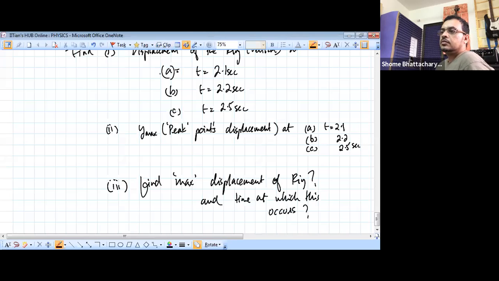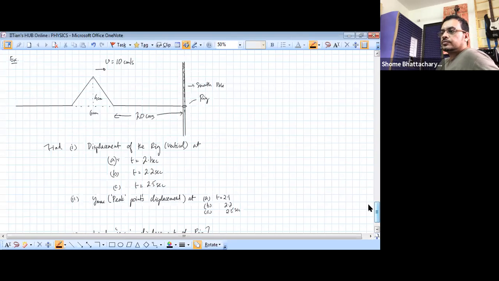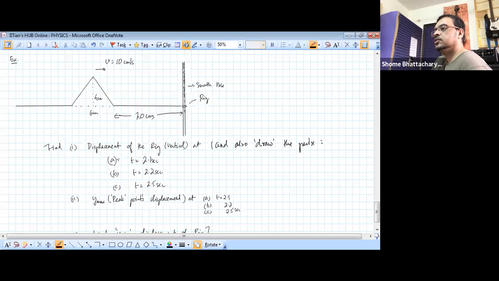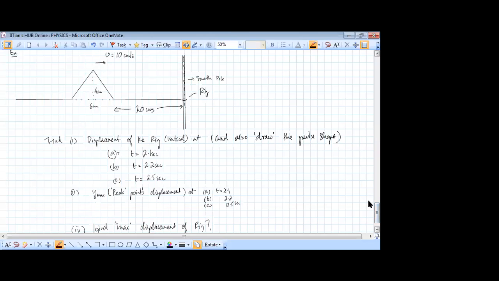So just try this out. I will minimize the diagram to show it fully to you. In fact, as you're finding the displacement of the ring, also draw the pulse shape at each of these ends. Last question is the maximum displacement of the ring and at what time the displacement is maximum. Start with parts 1 and 2, so that then you can come to the last one.